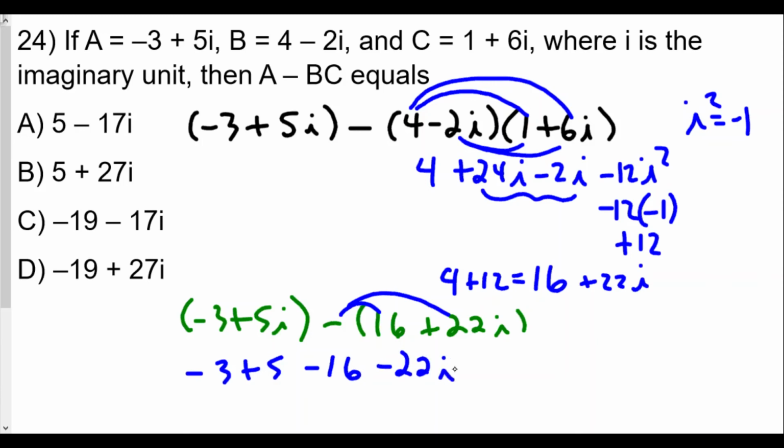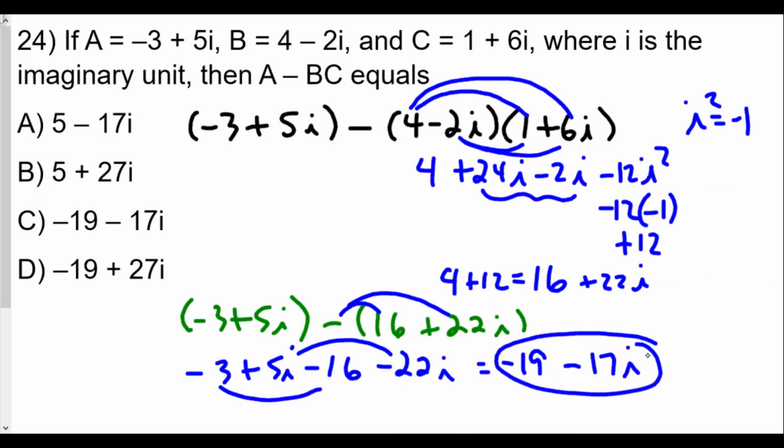And we combine like terms. Make sure I write it properly. So negative 3 plus negative 16 is equal to negative 19. And 5i plus negative 22i, well, it's really 22 minus 5, which is going to be 17, but negative, so minus 17i. And this is our answer, matching up with choice C.